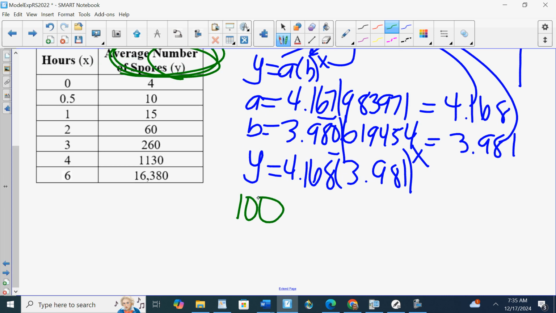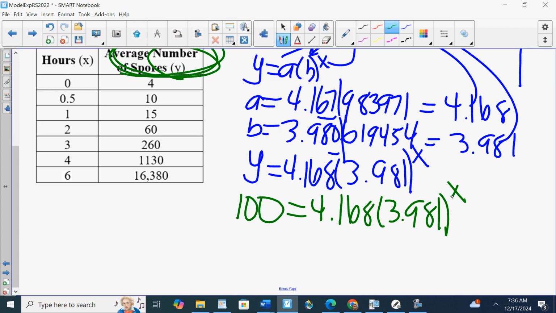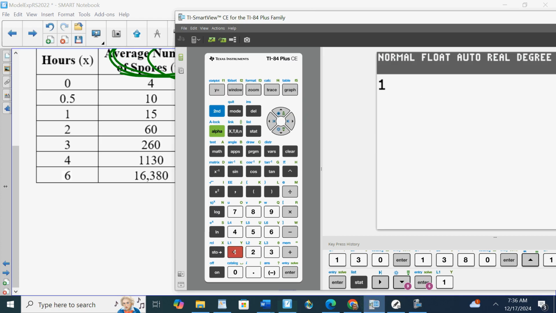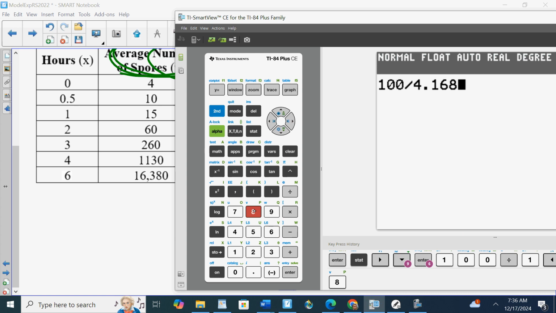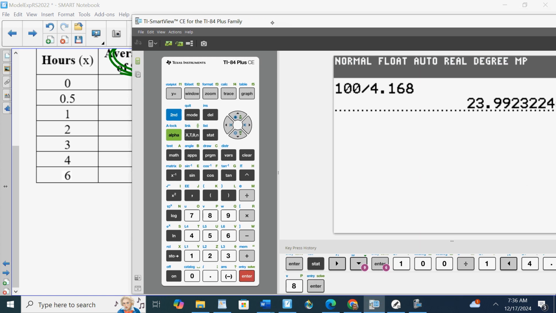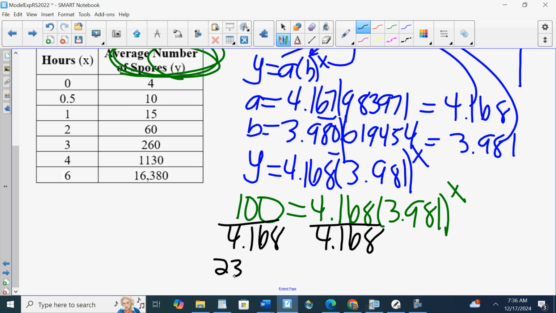So it's 100 equals 4.168 times 3.981 to the power of x. Since x is in the exponent, I have to solve the exponential equation. Just like we did before, I isolate first. 100 divided by 4.168 is 23 point something, equals 3.981 to the power of x.